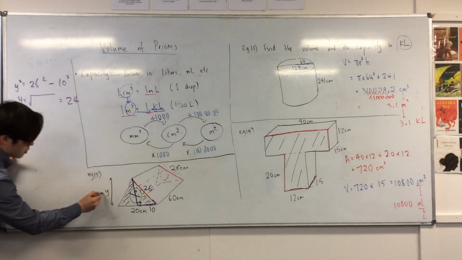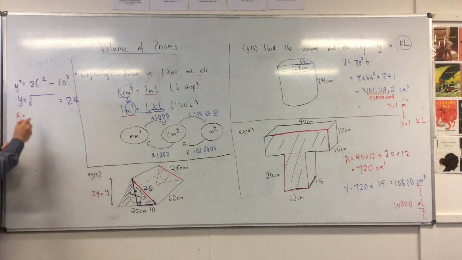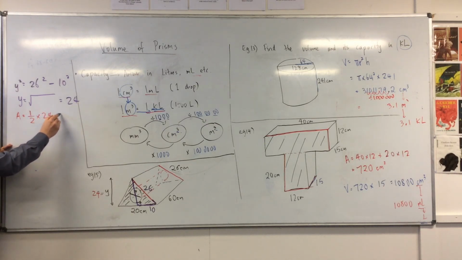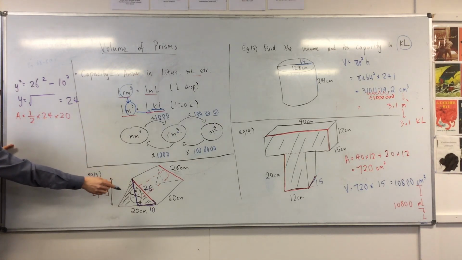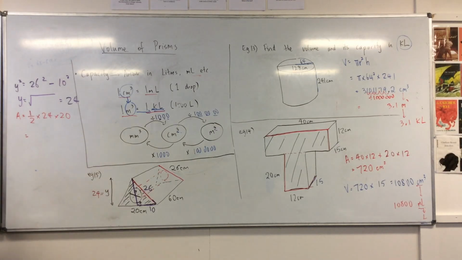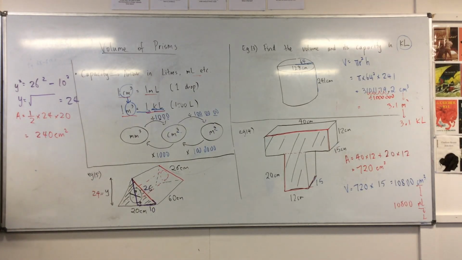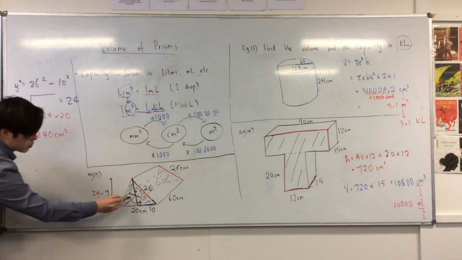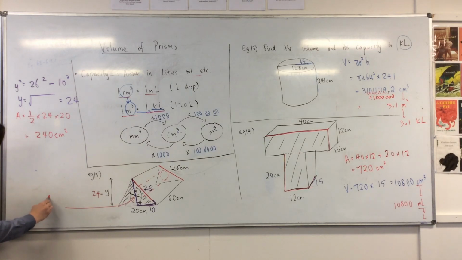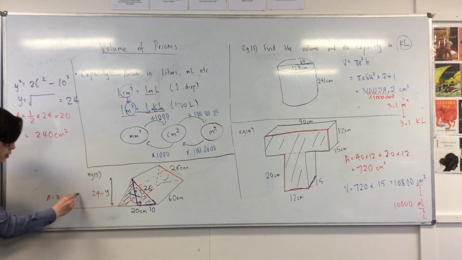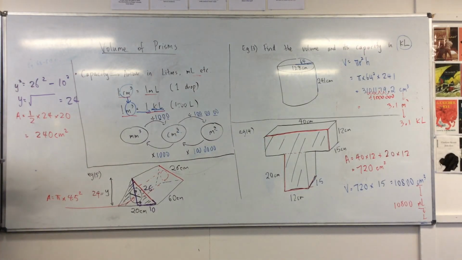All right, now let's find the area. So we know this is 24. So the area of the front triangle is half times 24 times 20. Not including the gap yet, the circle we haven't done yet. I'm just going to calculate this first. Now, area of the circle. So let's find the area of that hole. What is it? 4.5. Pi times the radius, 4.5 squared. All right. So if I do that.